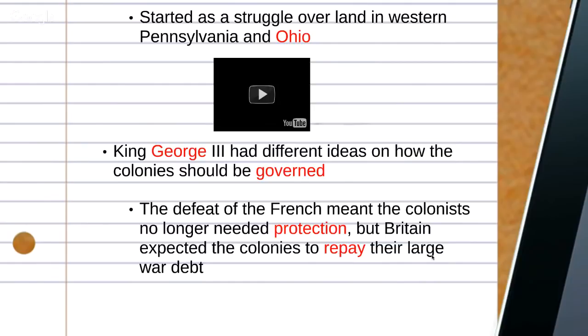But Britain expected the colonies to repay them. All right, so here's where it gets a little confusing. Britain expected the colonists to repay Britain the large war debt that the French and Indian War cost. And that was because they said, hey, we fought this war because of you. You should have to pay for it.